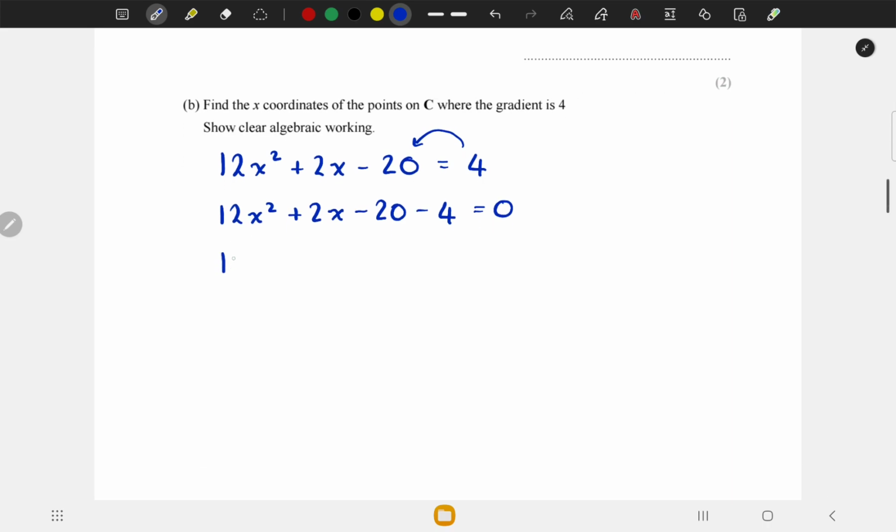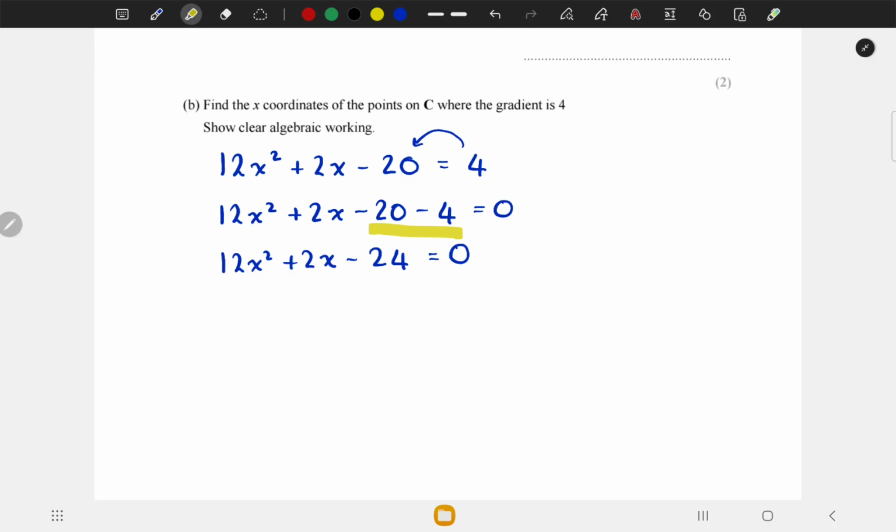Now we go ahead and collect our like terms. I would have 12x squared plus 2x, and negative 20 minus 4 gives me negative 24. So a common mistake I notice students make is they look at this as 20 minus 4 and write it as minus 16.